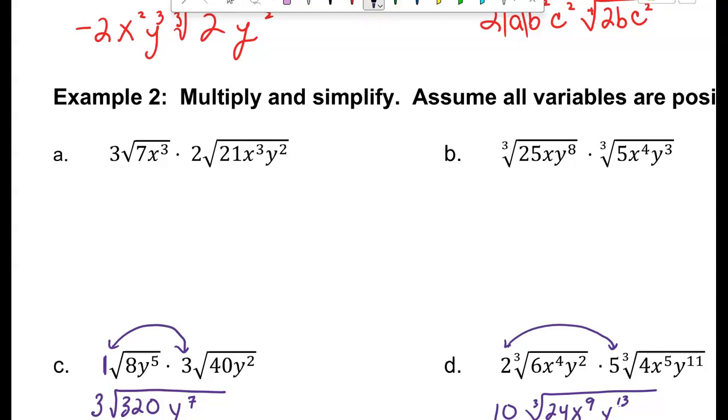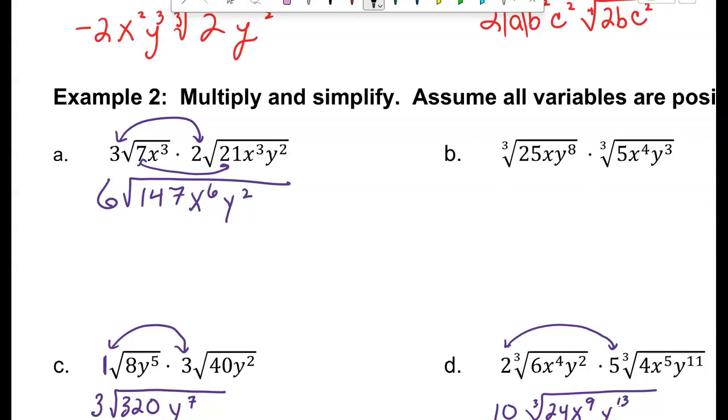Okay, friends, how do I multiply? Numbers out front go together, correct? So 3 times 2 is 6, and then we multiply the numbers underneath. So 7 times 21 is 147, and then we multiply our variables together. x cubed times x cubed is x to the 6th. And our y squared just comes along, correct?